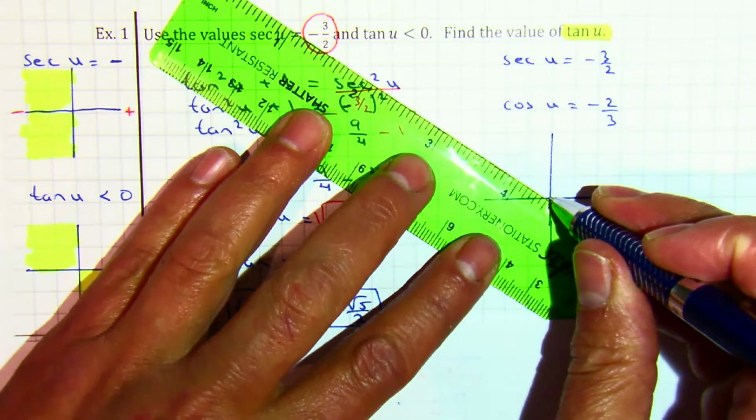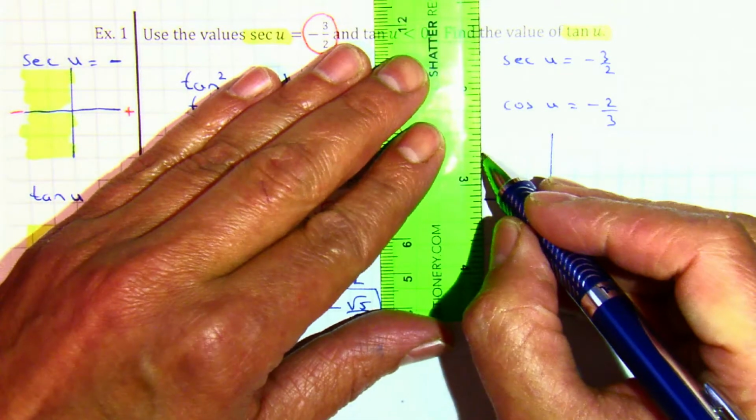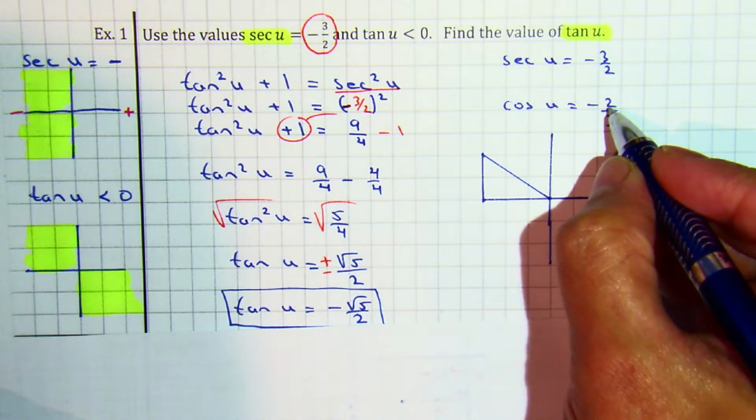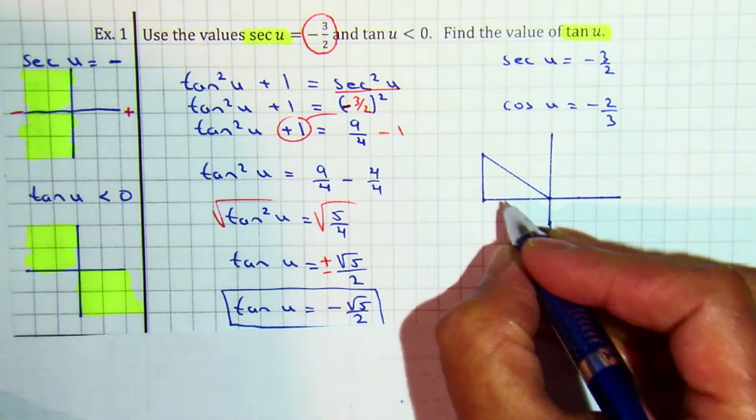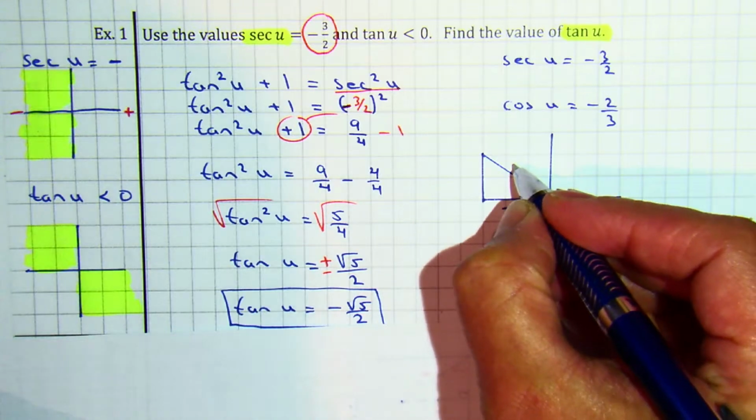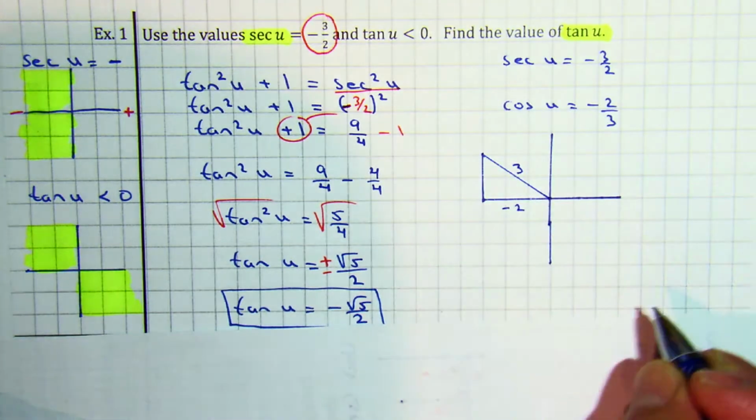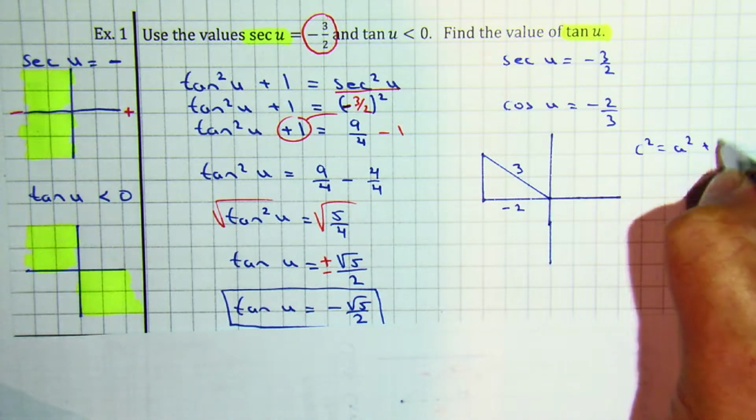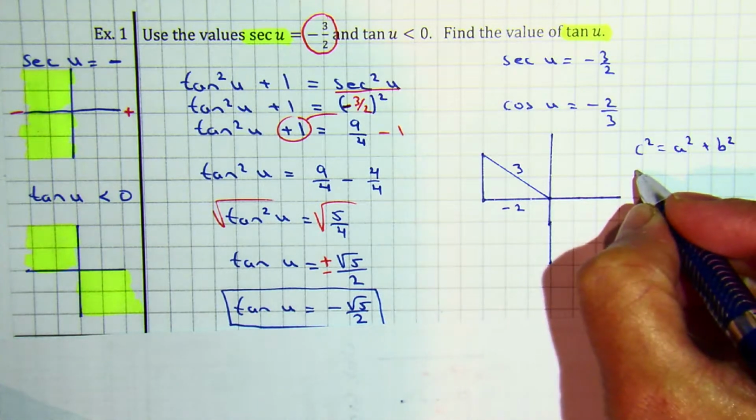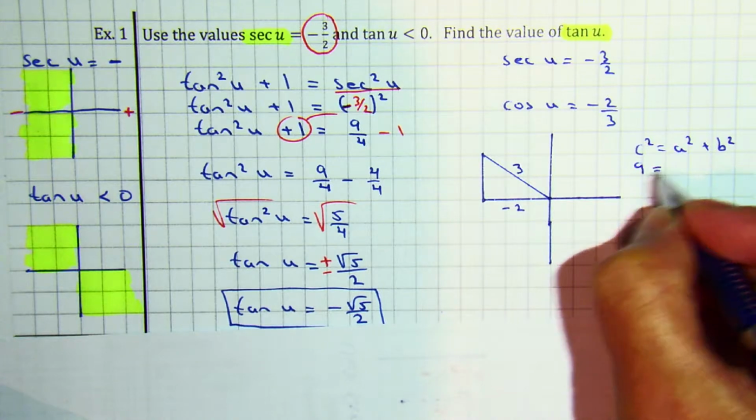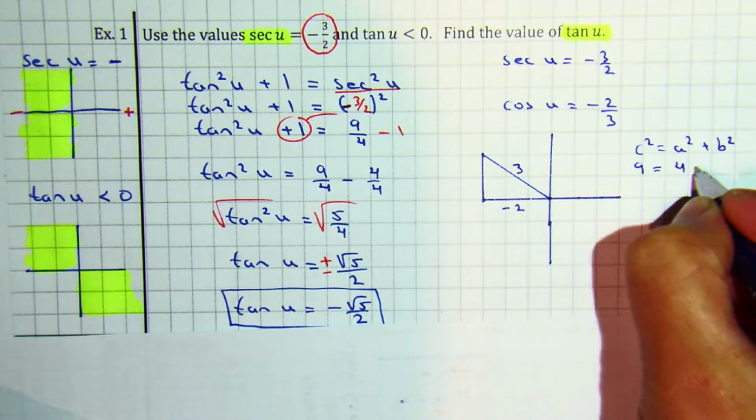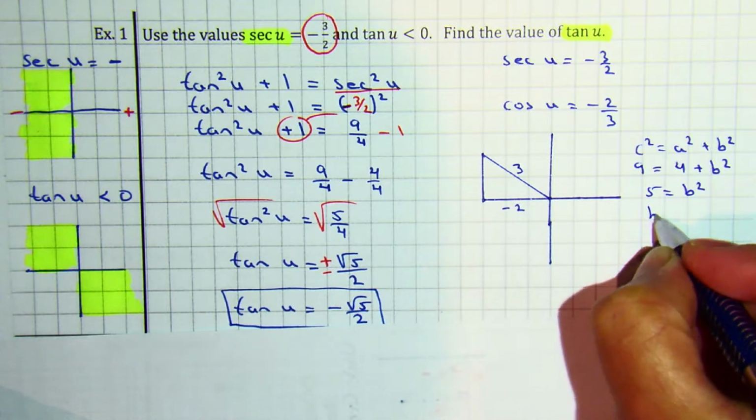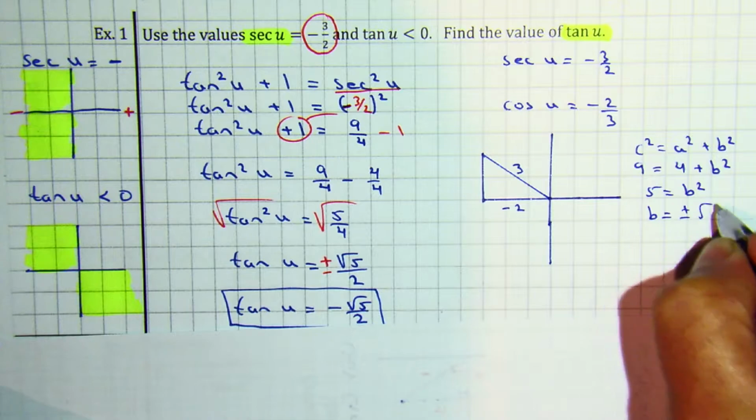We're going to place our triangle here. And we have adjacent over hypotenuse, so it'll be negative 2 over 3. Remember, your hypotenuse is always positive. And now we do a Pythagorean theorem. C squared is equal to a squared plus b squared. C is 9. Negative 2 squared is 4 plus b squared. 5 is equal to b squared. So therefore, b is equal to plus or minus the square root of 5.